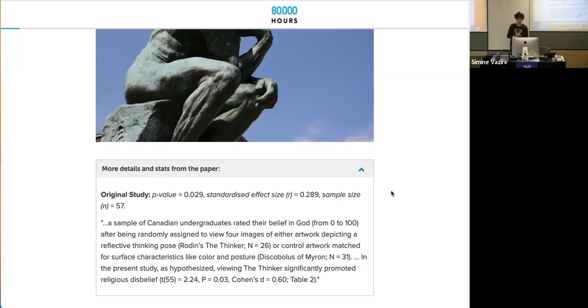So what's the independent variable here, the manipulated variable? Yeah. The thinker statue versus the normal. Yeah. So the picture that they were shown, whether it was the thinker or the other artwork, it's not the thinker. Great. And what's the outcome variable, the dependent variable? Belief in God or religious belief. Yeah. Okay, great.